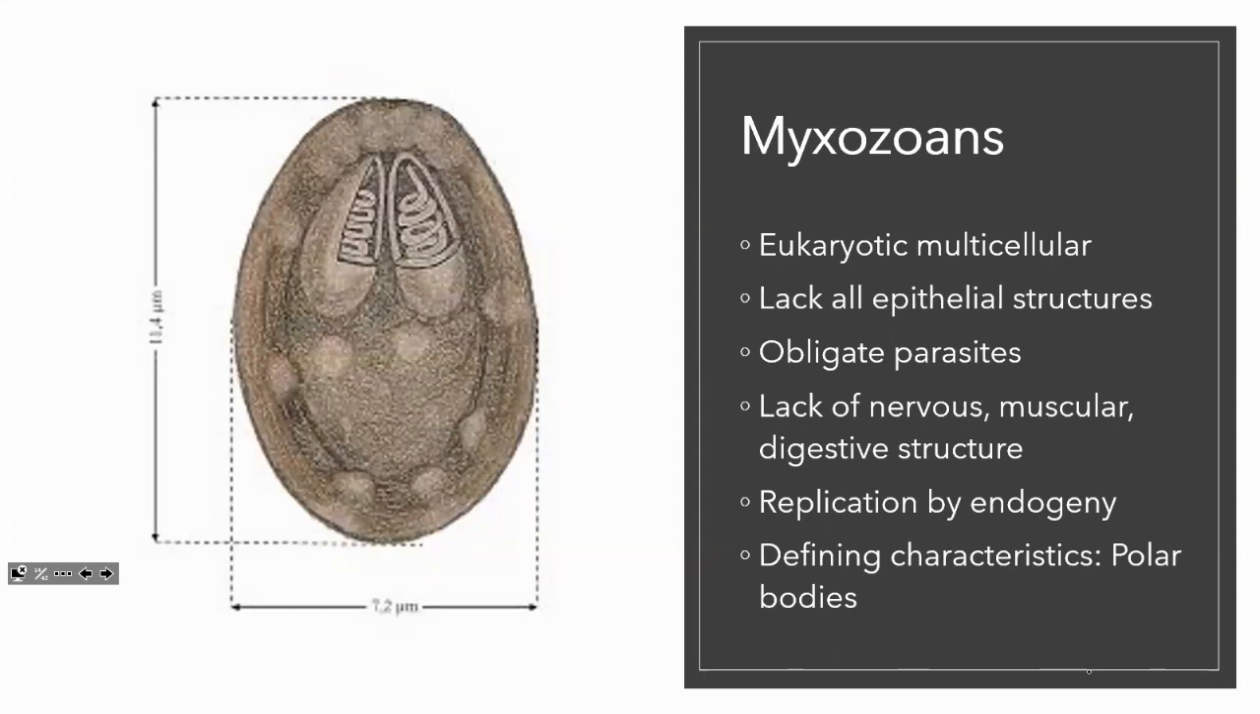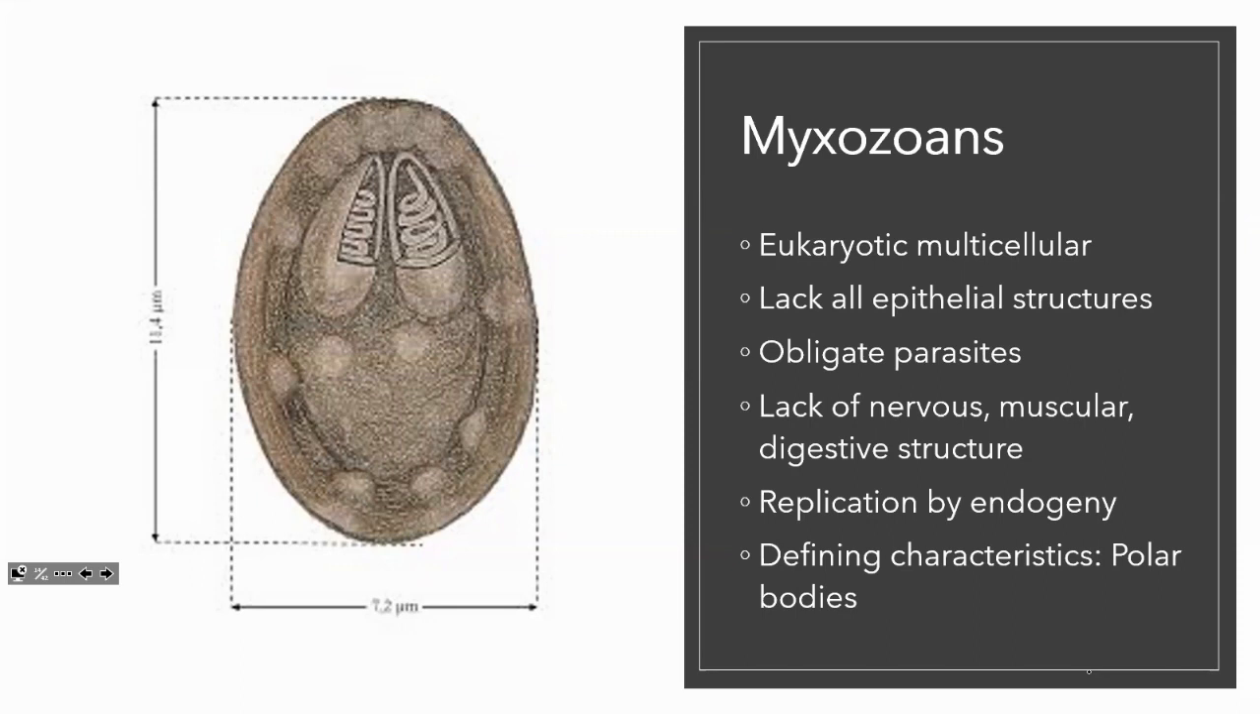I'm not explaining that super well, but basically this is a multicellular animal. It's not a plant, it's not a bacteria, it's not a virus, it's an animal. It's a strange animal, but an animal nonetheless. It lacks all epithelial structures on the edges. Usually the division between the internal and external structures, if there are any, in Myxozoans is just a few cells. It's just sort of this very fragile container of those two polar capsules that you see up there. These are the only real internal structures. All of them are obligate parasites, like we talked about, and they lack nervous, muscular, or digestive structure.